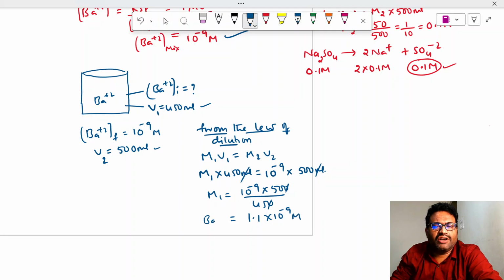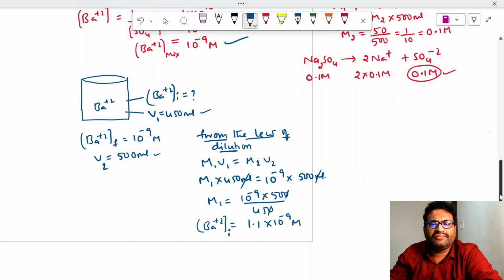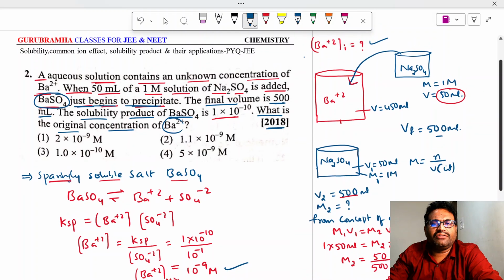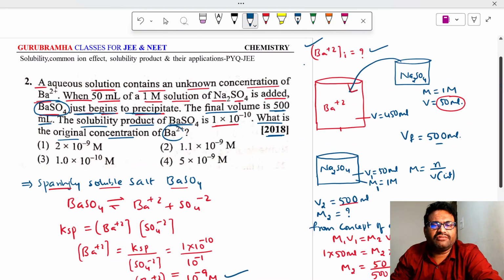So this is the initial concentration of barium in the initial solution. How much did we get? 1.1 into 10 power minus 9 molar.